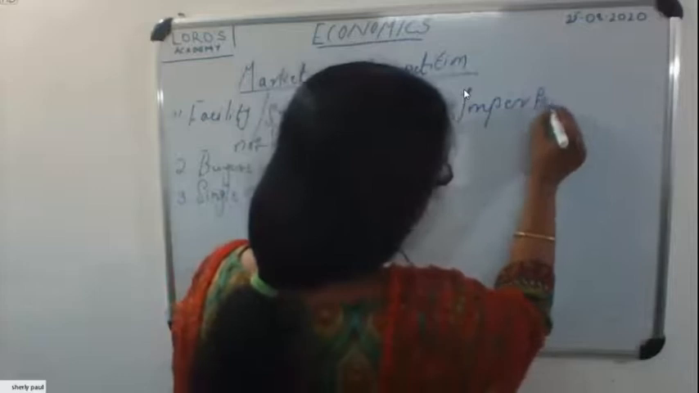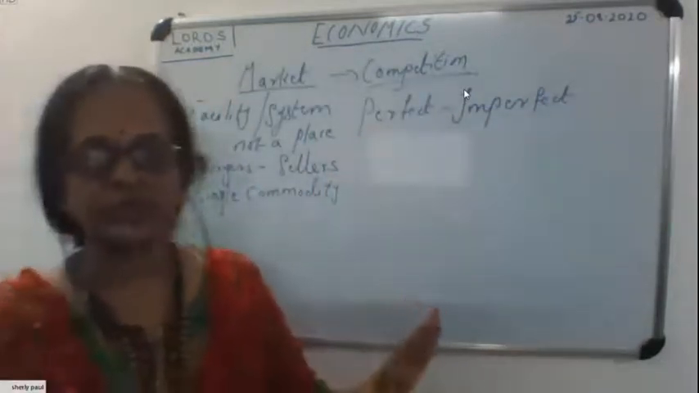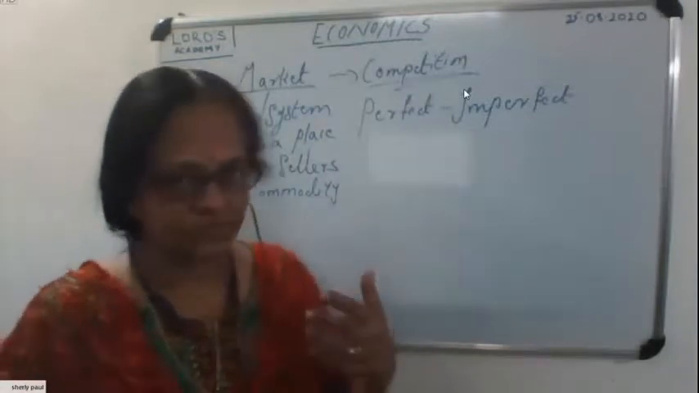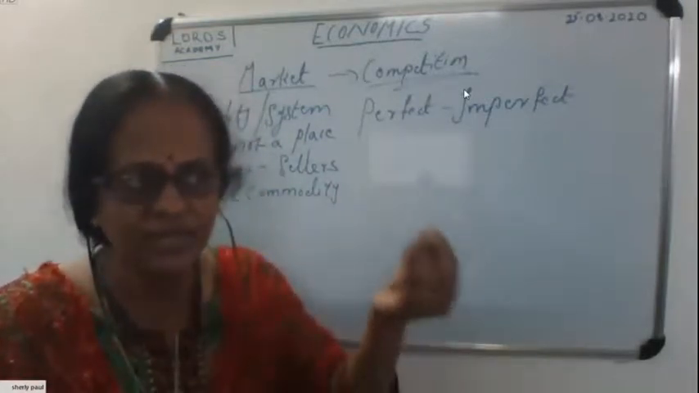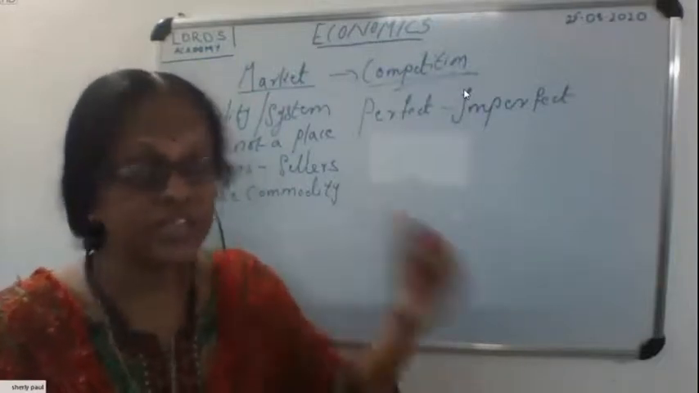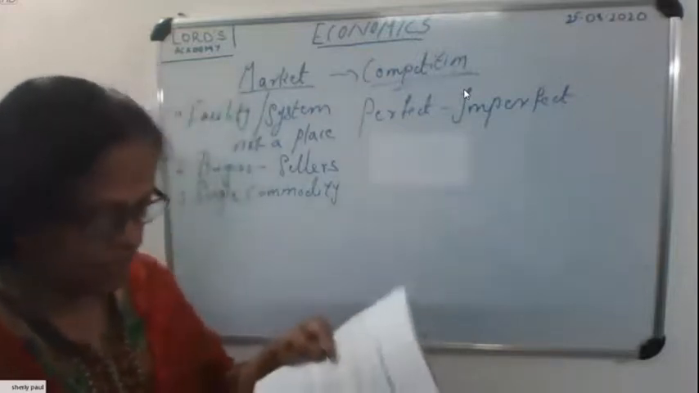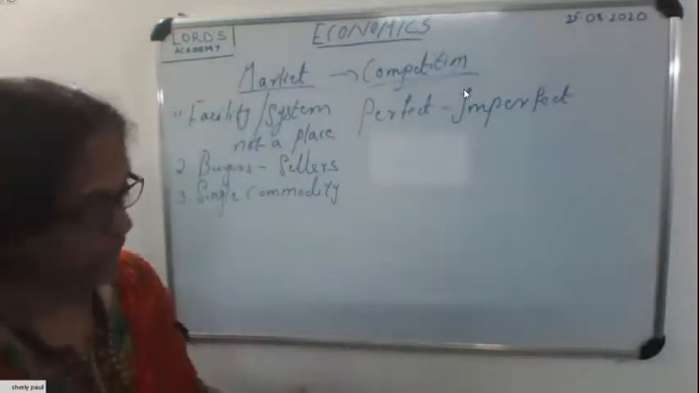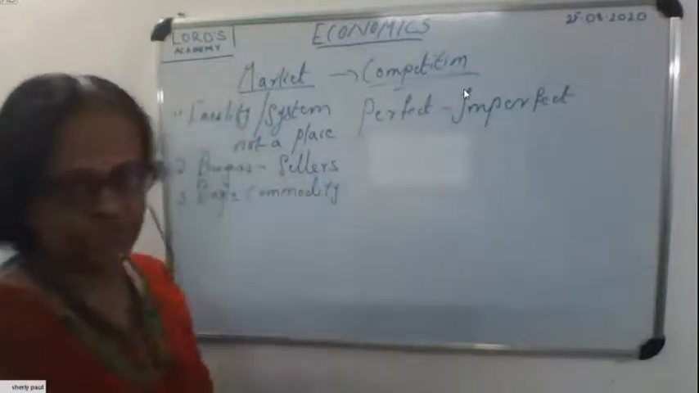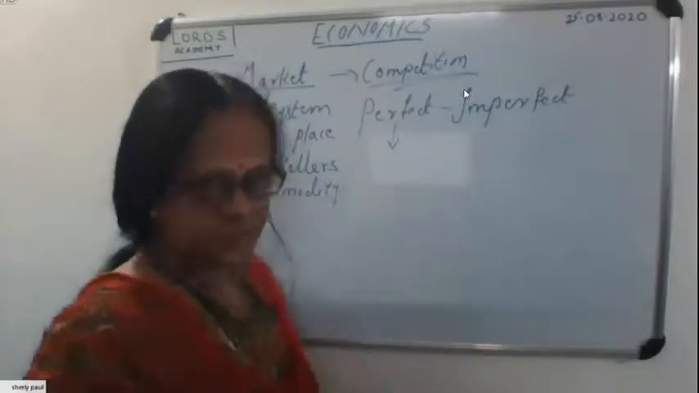Here, perfect means that everything is perfect. No fault is there. But imperfect is just the opposite. What are the imperfections there? What are the drawbacks? What are the weak points? What are the changes compared to perfect competition? That we will have to study in detail. On the basis of competition, we already said perfect and imperfect competition. First, we will study perfect competition.